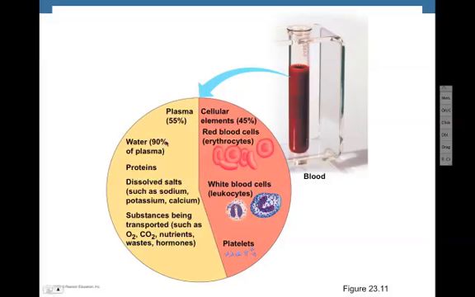On the other side is the plasma, which is 55%. So that's why it's a little more than half of the circle. Most of that plasma is water. But you have some proteins, dissolved salts, and other substances like O2, CO2, waste products, hormones, and nutrients that are being transported in it.